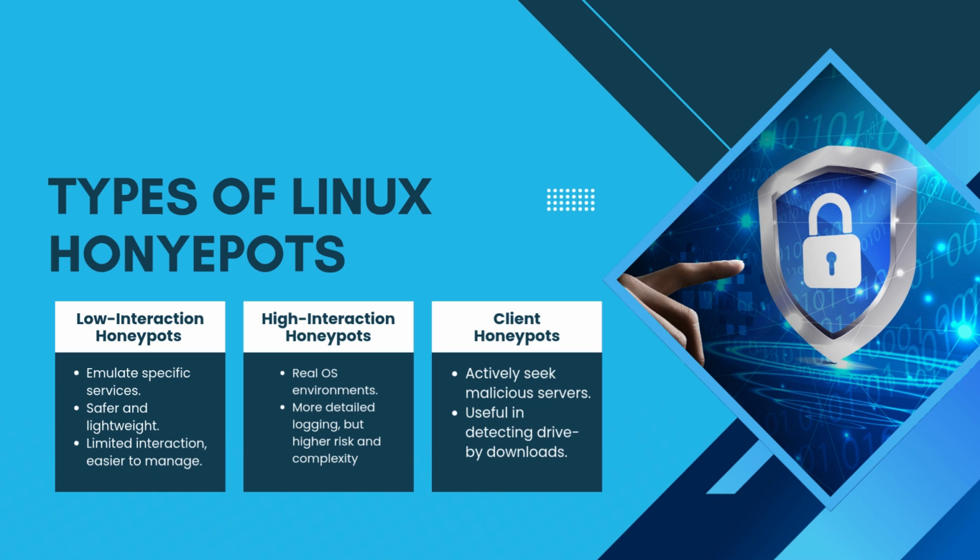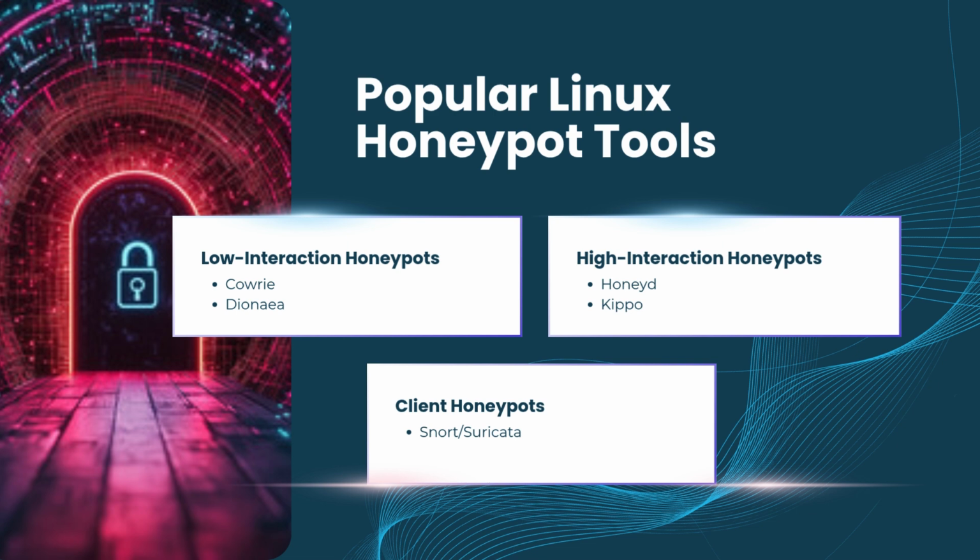Low interaction honeypots emulate specific services and are easy to manage. High interaction honeypots mimic full systems for deeper analysis but carry more risk. And client honeypots go out and search for malicious servers, useful for spotting drive-by attacks. Linux has some excellent honeypot tools. Honeyd is great for simulating networks.